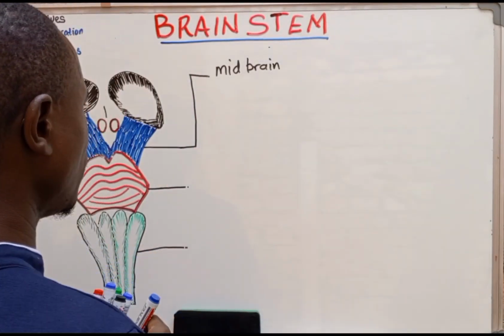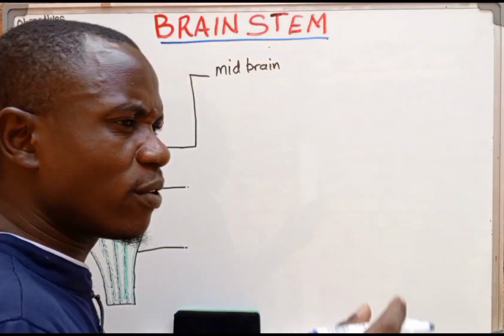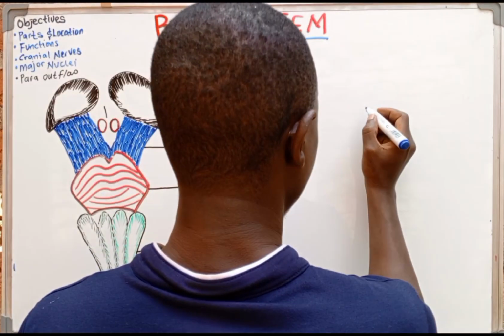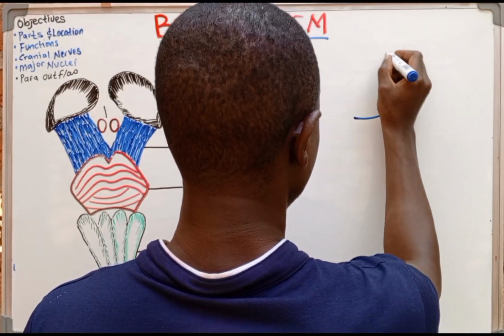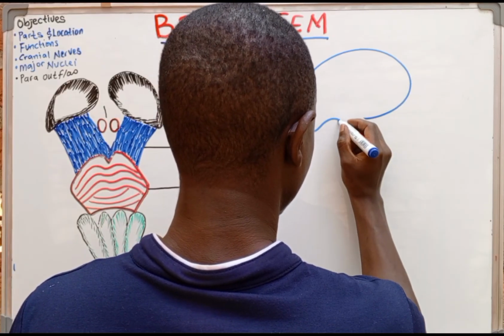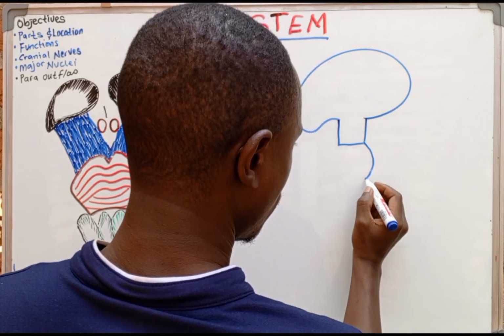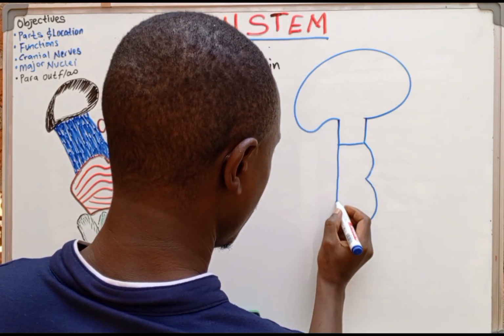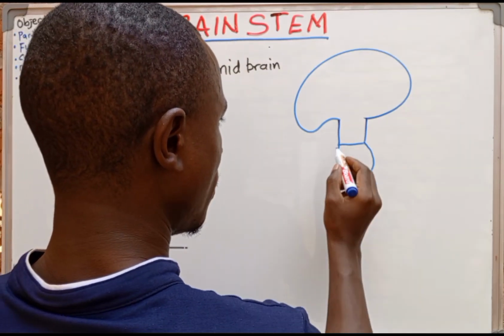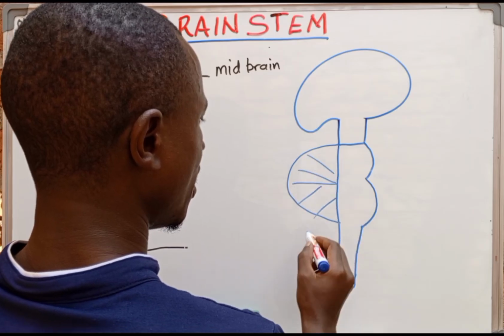Now, if I first draw a very simple lateral view of the brainstem, including the cerebrum, we are going to have a structure like this. This is going to be our midbrain. This is our pons, and then the medulla oblongata. Of course, it transitions into the spinal cord, and behind here we have the cerebellum.